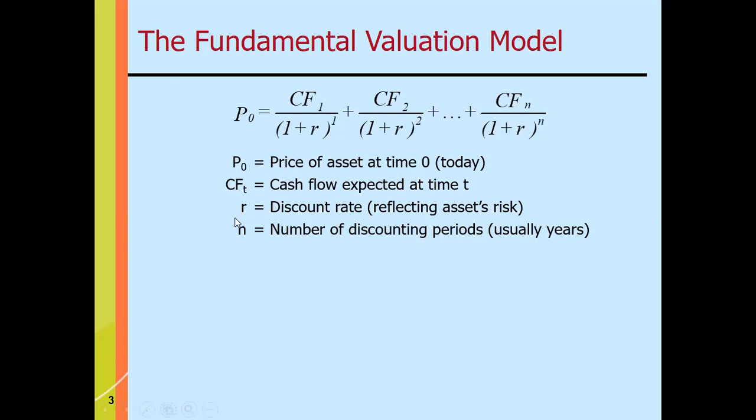That's P sub zero. CF sub T is the cash flow expected at time T, a certain point in time. R is the discount rate, which is the expected return on the asset or investment reflecting the asset's risk. And N will be the number of discounting periods, usually years. Although we have learned from time value of money that the N could also change. And then the N could also be more, especially if we are talking about the compounding periods of monthly, quarterly, and semi-annually. So that would also multiply.